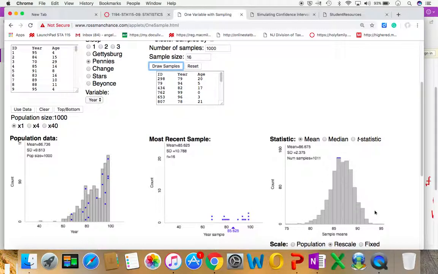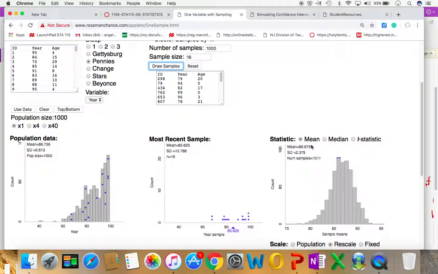I want you to notice a couple things. One, the shape of it is normal as compared to the parent distribution that's skewed left. The second thing, take a look at the mean. The mean here is 86.675. The mean here is 86.7. So it's pretty darn close. It's really not that far off between the two values.